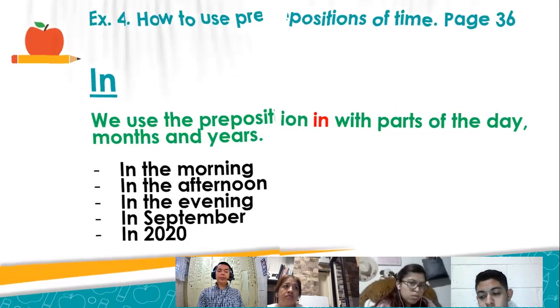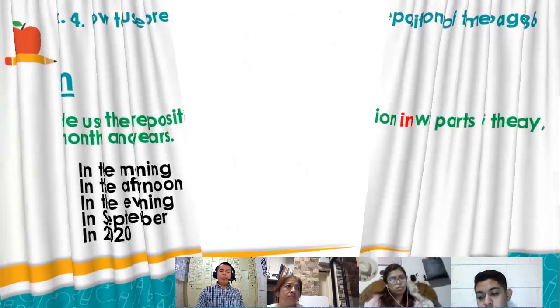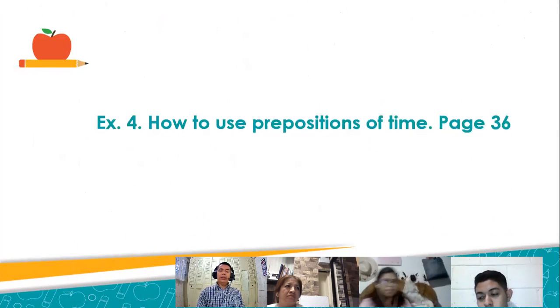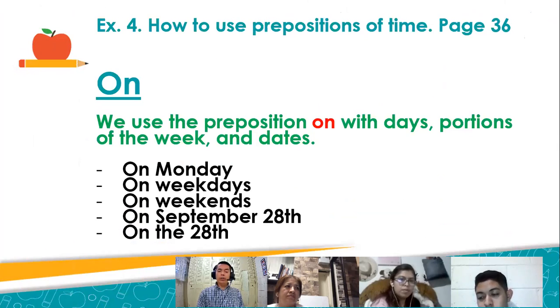Now, the preposition on. When do you use on? We use on with days, portions of the week, and dates, fechas, right? So on Monday, on Tuesday, on Wednesday, on Friday, on Sunday. Then portions of the week: on weekdays, on weekends, and dates: on September 28th, on the 28th.